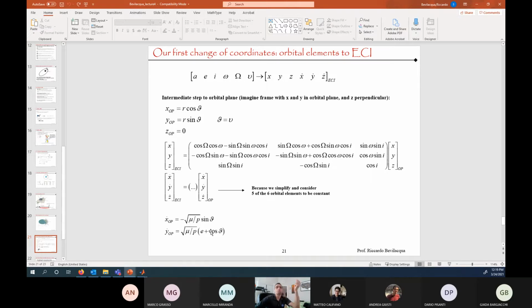Okay, and then things to notice are that there are expressions for the velocity in the orbital basis, without demonstration. They can be expressed as the following functions: square root of mu over p that multiplies minus the sine of theta for the x dot component, and for the y dot it is square root of mu over p times e plus cosine of theta. So yeah, this is the way to go from one to the other. And of course, you can do the opposite as well.